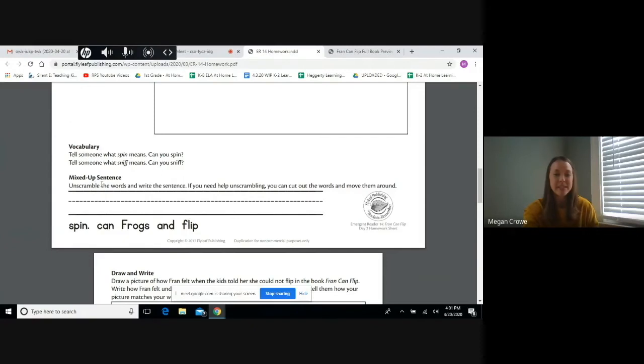This one says mixed up sentence. Unscramble the words and write the sentence. If you need help unscrambling, you can cut out the words and move them around. Remember that the capital F is going to be the beginning of our sentence, and the word with a period, spin, goes at the end. Miss Crow is going to show you how to unscramble them on my board in just a second.